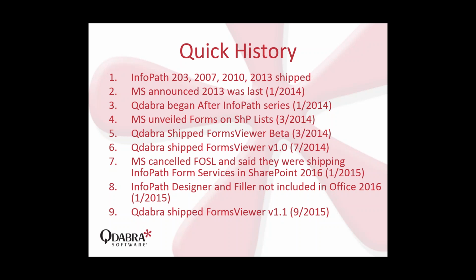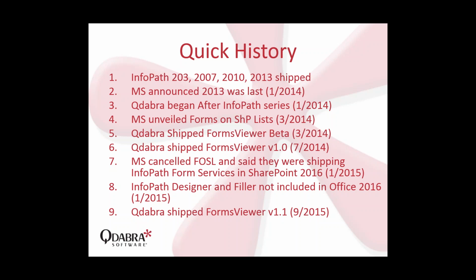Microsoft announced that InfoPath 2013 was going to be the last release, and that was January of last year. We actually started working on a migration path for folks, a free app that we announced at the same time. Microsoft at the SharePoint conference in 2014 announced that Forms on SharePoint Lists, aka Fossil, would be a path forward for customers of 365 and of SharePoint On Prem. And then we believed them, of course. We shipped the beta for our Forms Viewer app, and then we shipped version 1.0 last summer.